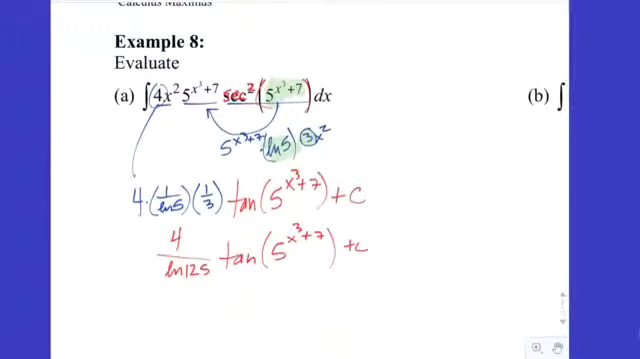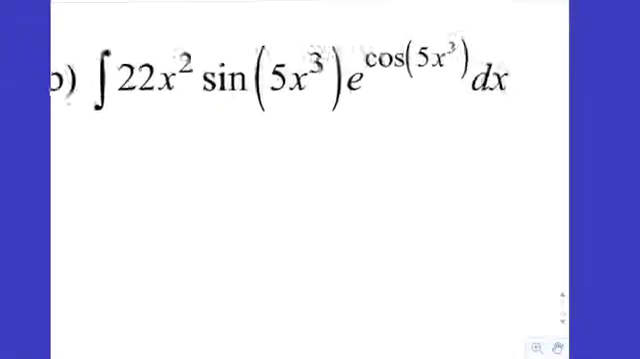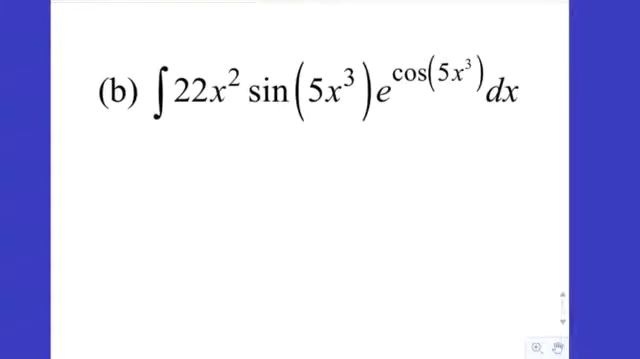Okay, we'll stop right there for lunch on example 8a. And I guess after lunch, this one is waiting for us. We'll call this guy dessert.